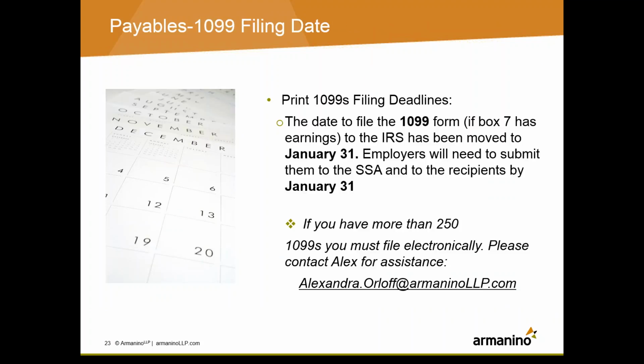Now, this is the first year in which the 1099 form, if Box 7 has earnings to the IRS, has been moved to January 31st. Employers will need to submit them to the SSA and to recipients by January 31st. If you have more than 250 1099s that you need to file electronically, you can actually contact Alex, who's part of our sales team, and she can assist you.